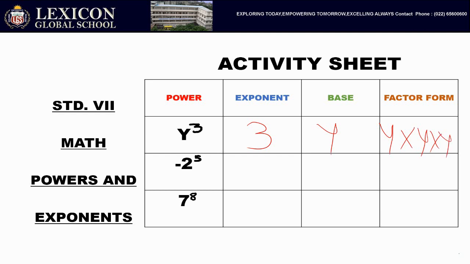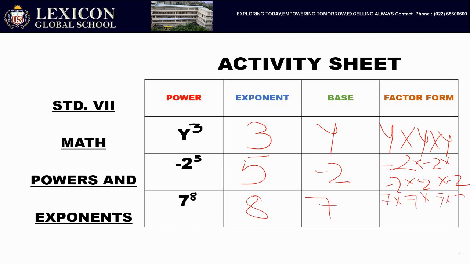Next one is minus 2 to the power of 5. Here our exponent is 5, the base is minus 2, and we write it as minus 2 into minus 2 into minus 2 into minus 2 into minus 2. And the next one is 7 to the power of 8. Here the exponent is 8, the base is 7, and we multiply 7 eight times: 7 into 7 into 7 into 7 and so on.